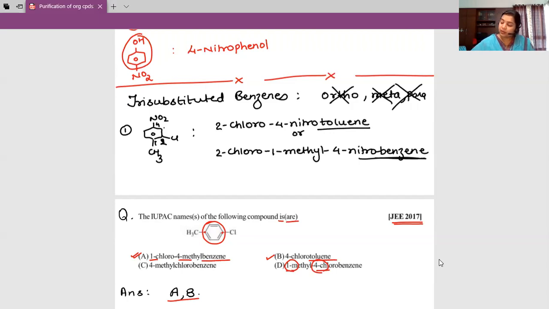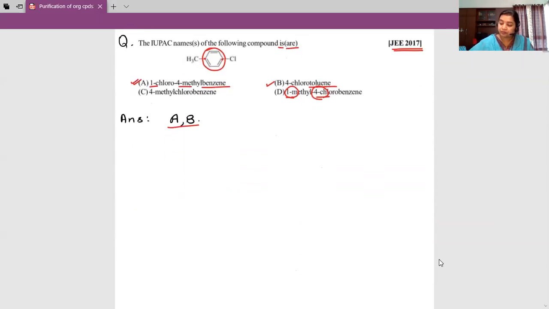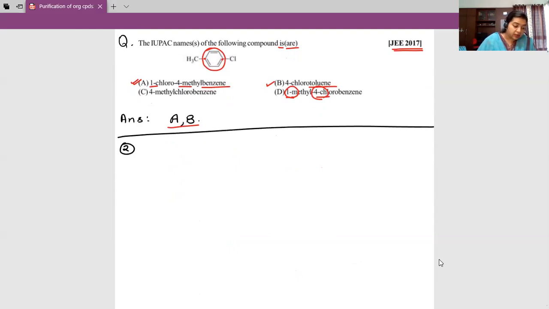Moving to the next example in a similar way. Example number 2 is, if I have OMe, Cl, and CH3. Okay, so now I can call it either a derivative of anisole or a complete non-base name benzene derivative IUPAC nomenclature. So let me name it both ways.